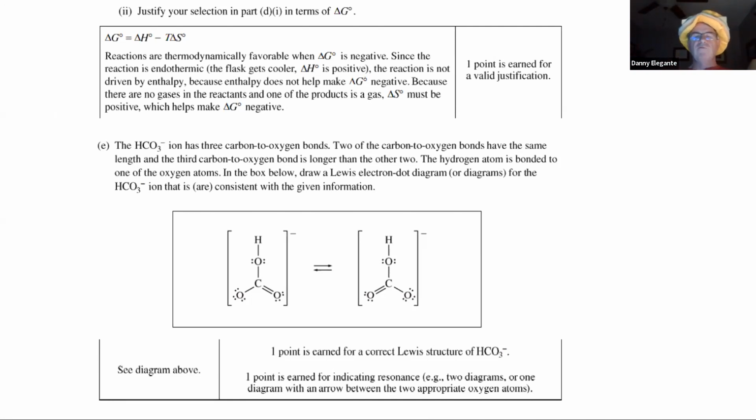You get 1 point for a correct Lewis structure. And you get 1 point for indicating resonance. Resonance, wait a minute. How was I supposed to know to draw 2 of them? Well, let's look at the question again. It says, draw a Lewis electron dot diagram or diagrams. Oh, okay. I should have read that more closely. I should have thought maybe I should be drawing more than 1. So if you drew a resonance structure, good for you, right? Good for you, good for you, good for you.